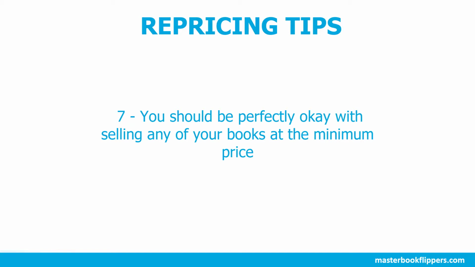I have thousands of books on Amazon, and I've got minimum prices. If they were to all sell tomorrow at my minimum price, something would be very odd. There would be an anomaly going on. But I would be perfectly okay with selling every single one of those books at my minimum price because I have control of my inventory. I understand that I am in control, not my repricer. And I think you should have that attitude.